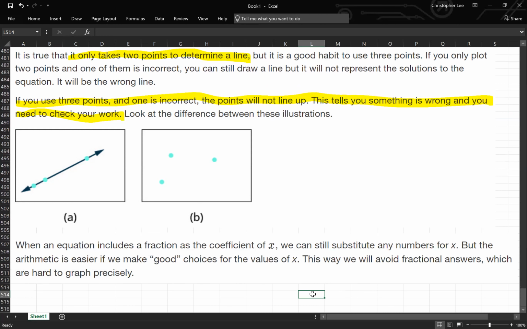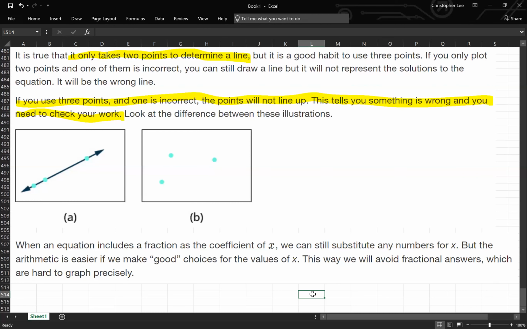So when an equation includes a fraction as the coefficient of x, we can still substitute any number for x, but the arithmetic is easier if we make good choices for the values of x. This way, we can avoid fractional answers, which are hard to graph precisely, right? So basically what they're trying to tell you here is be strategic in what you choose, right? I choose 0 and 1 because that's the easiest to multiply by, right?